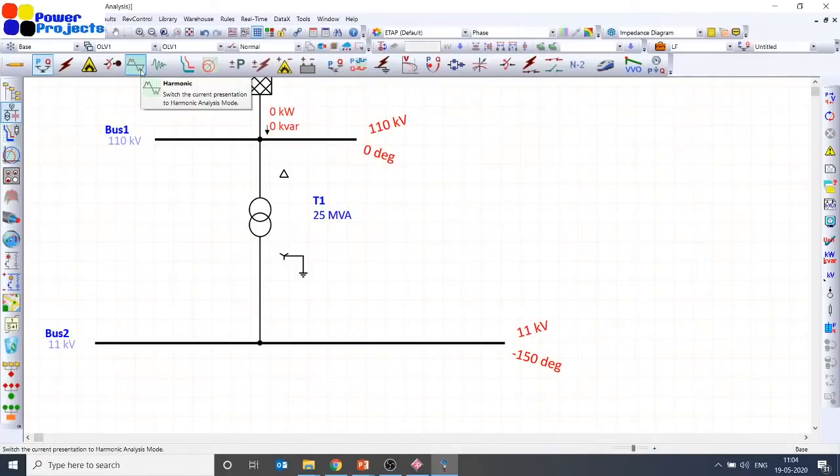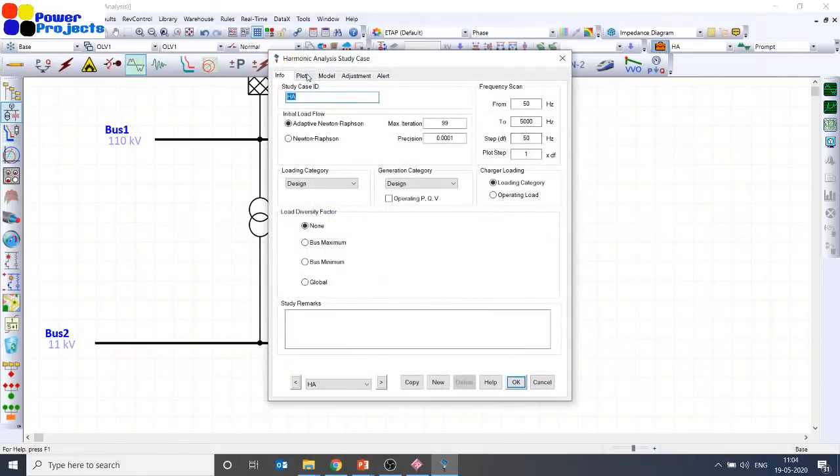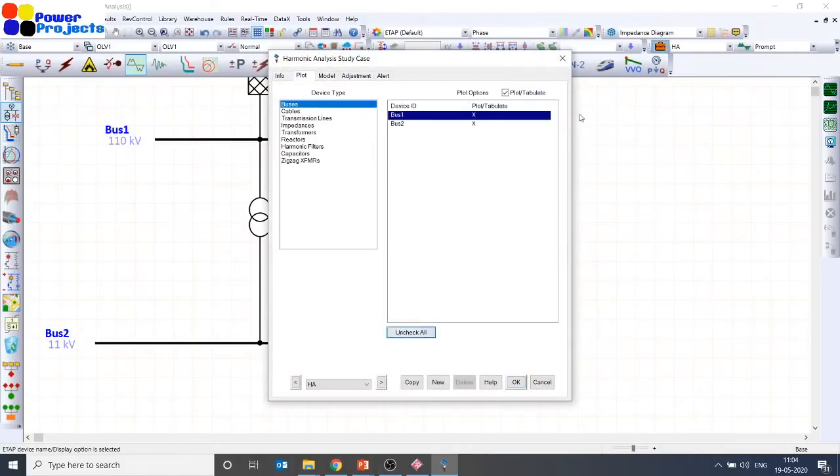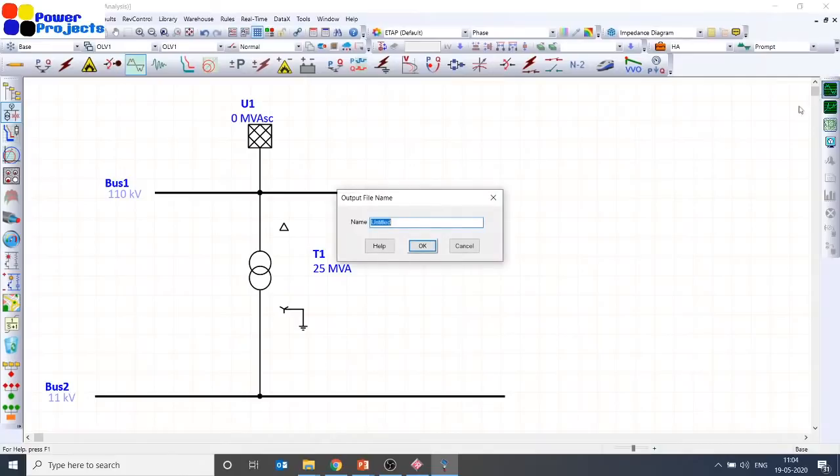So I'm just going to do the harmonic analysis. Let me plot both the bus results, and if it's a transformer, let me plot the transformer also. Now if I run a harmonic analysis, obviously there would be some error, which is expected. So let me run it to show that error, then I will come back to what that error is.